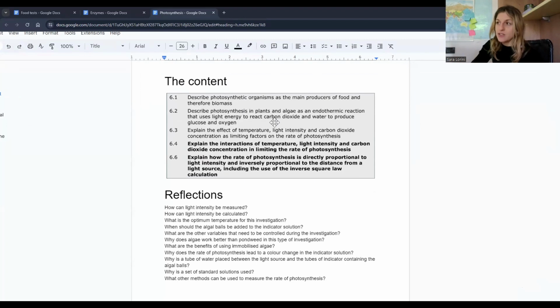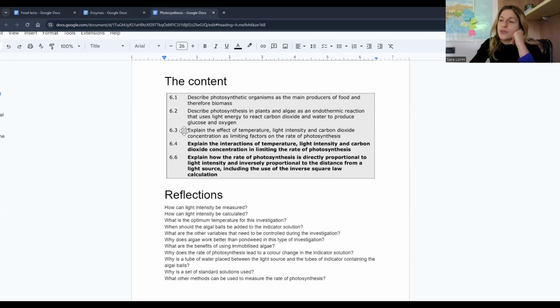So they use light energy, carbon dioxide and water to produce glucose and oxygen. Remember to write down the full equations. Now, the factors that affect photosynthesis: the effect of temperature, light intensity, carbon dioxide, limiting factors, okay? So here, it is very important that you remember these factors and how to describe them, and the reason, okay?